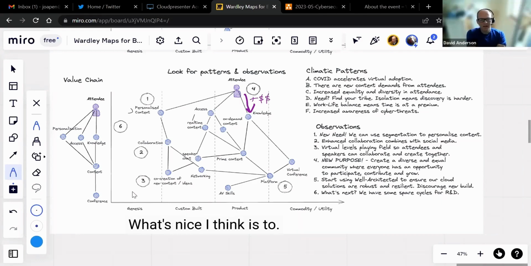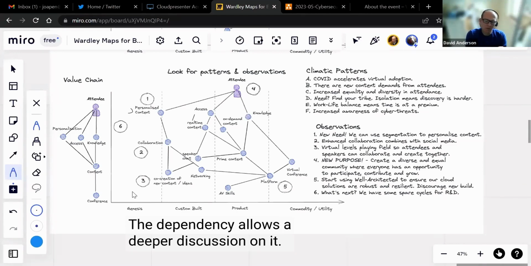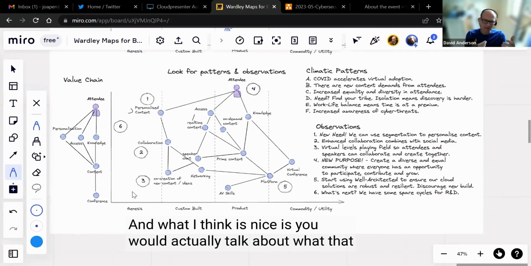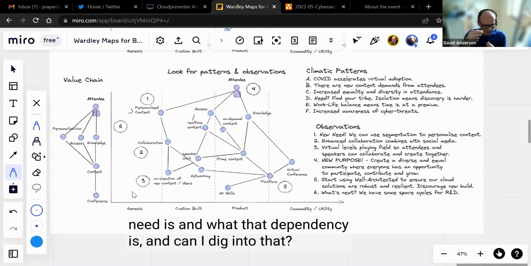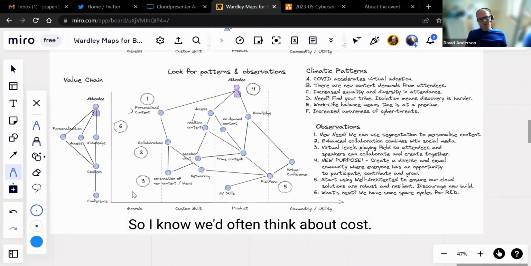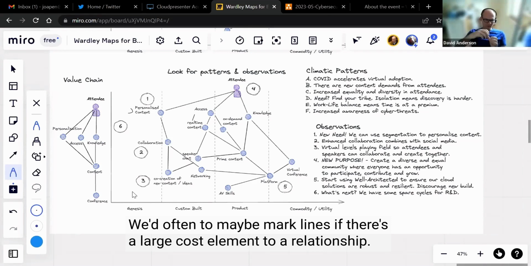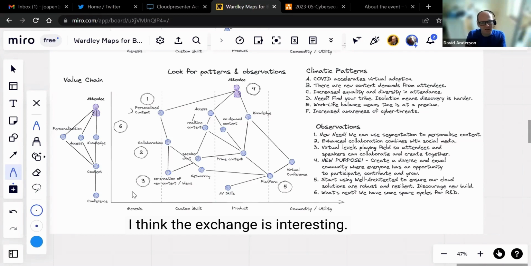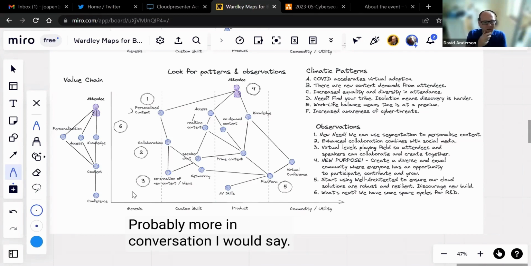Usually, yeah. What's nice, I think, is the dependency allows a deeper discussion on it. And what I think is nice is you would actually talk about what that need is and what that dependency is and dig into that. I know we'd often think about cost. We'd often mark lines if there's a large cost element to a relationship. I think the exchange is interesting, probably more in conversation, I would say.